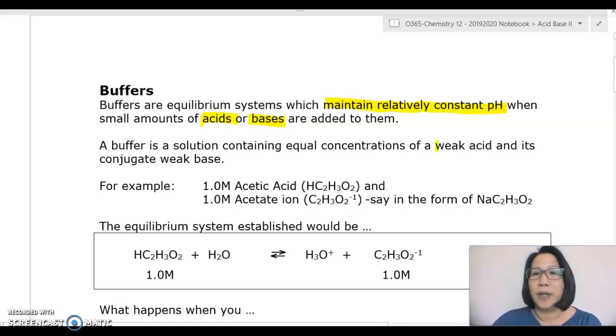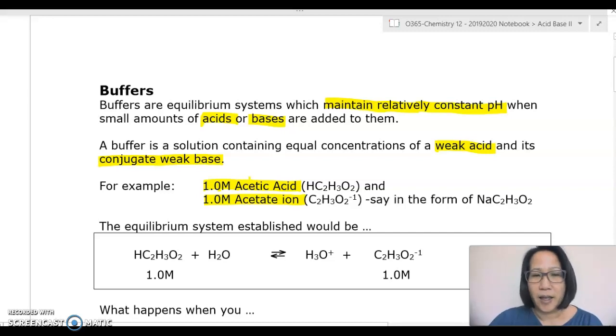A buffer, we can make it with a weak acid along with its conjugate weak base. And that allows us to make an acidic buffer. We can also make a basic buffer by using a weak base and then its conjugate acid. But let's stick with this one for the time being. Our weak acid is our acetic acid, and our conjugate weak base, so the conjugate base of the acetic acid, is our acetate ion.